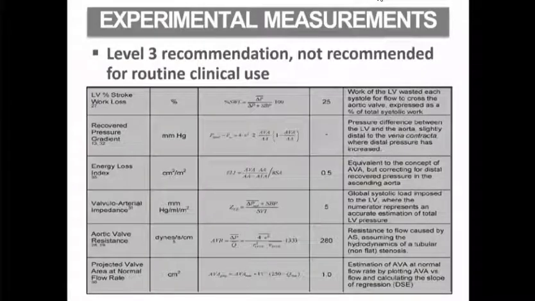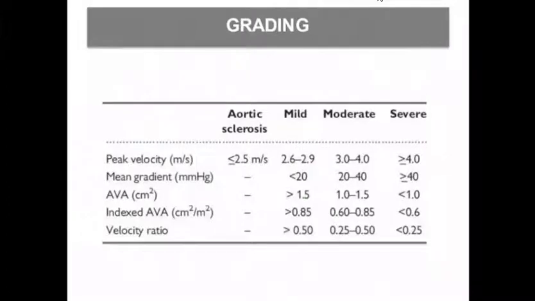So this was experimental. This is not recommended, like the stroke work loss. Sometimes examiners will ask about energy loss. How do you calculate valvular arterial impedance, aortic valve resistance? Long back, multiple such criteria were used, but after the coming of Doppler, all these criteria are less used because they are not very consistent, difficult to calculate, and there is much variability. So this was the grading, less than 2.5, that's labeled as aortic stenosis.